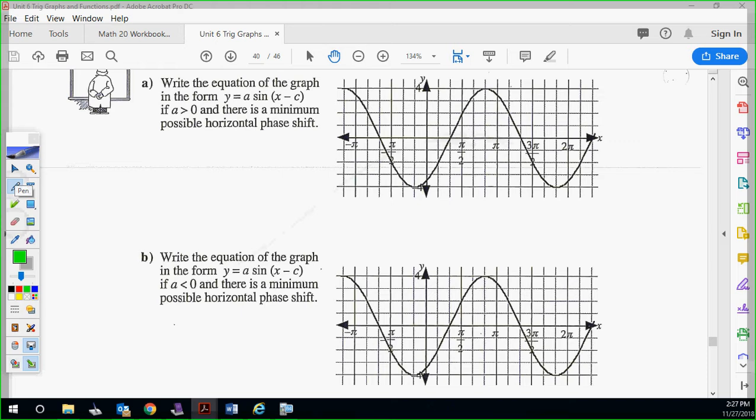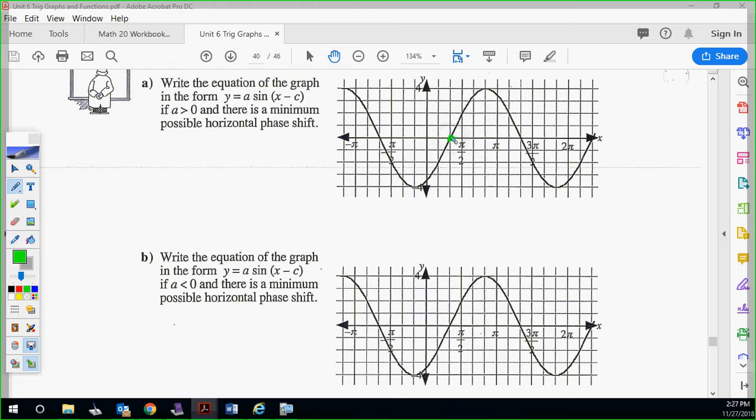So it says the equation of the graph is of the form y equals a sine (x minus c) if a is positive and there's a minimum possible horizontal phase shift. So what it means by minimum possible phase shift is that obviously they're continuous, so they want to take the one that's closest to the y-axis. So if this is a sine graph, we want to pick up right here, right?